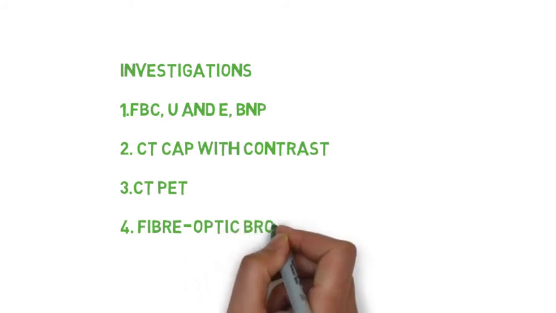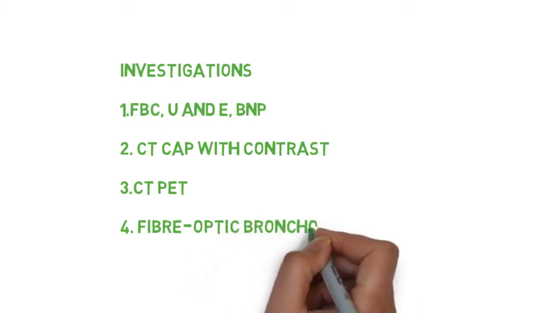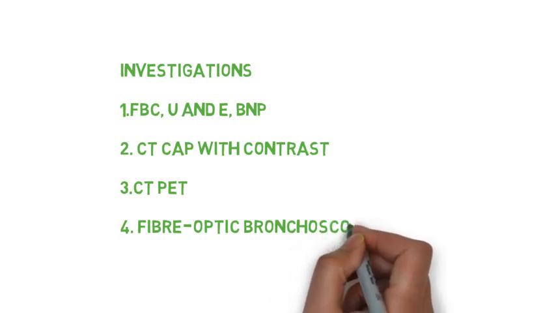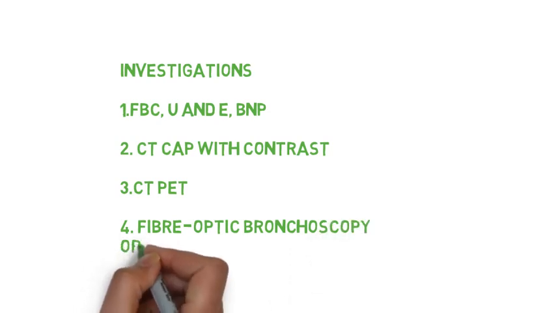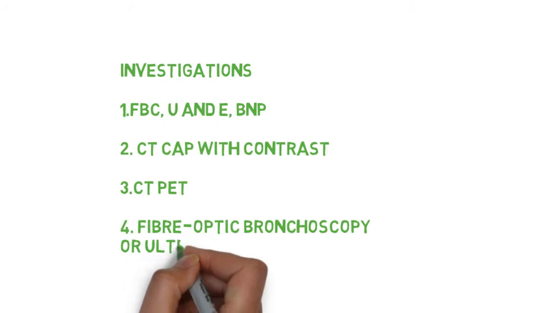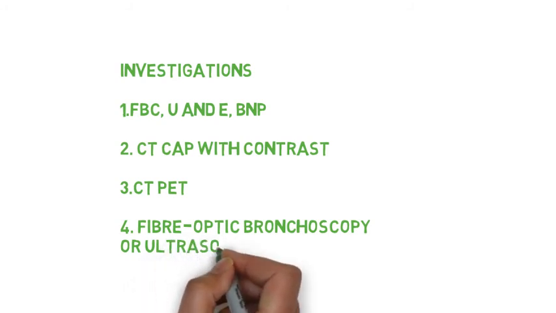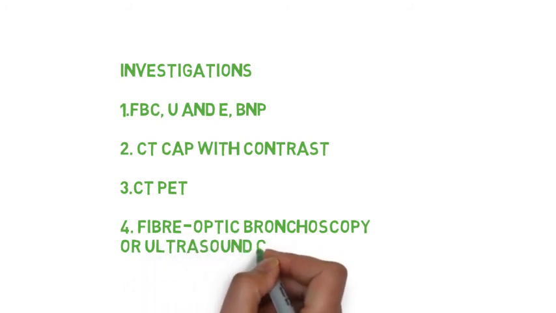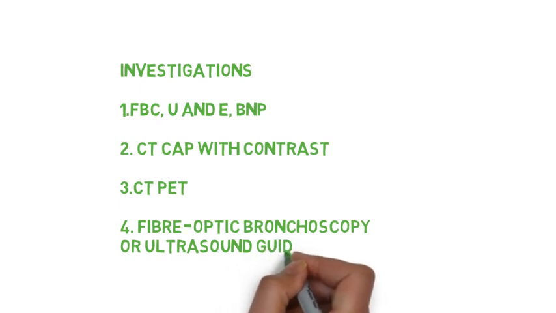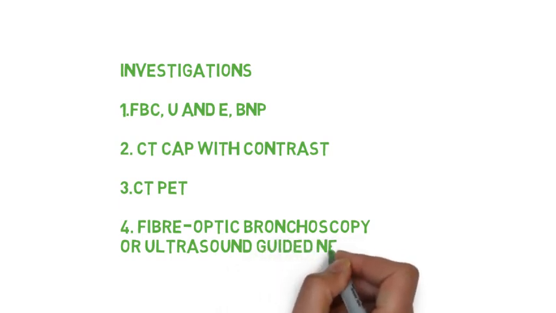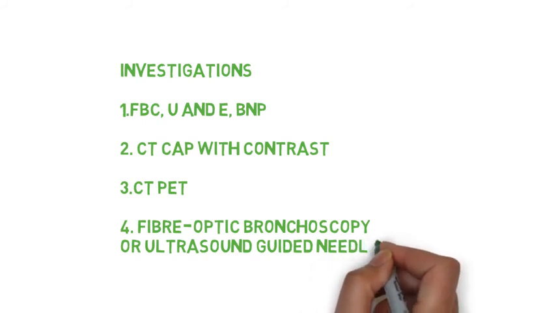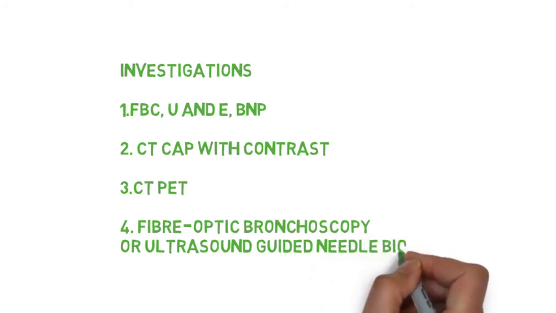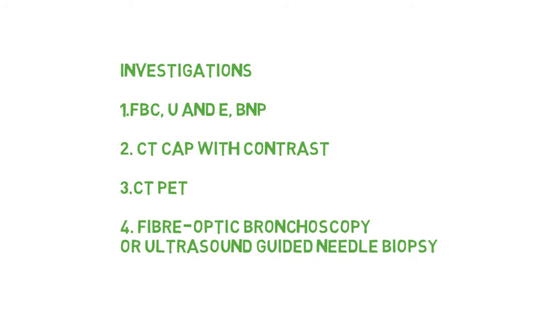Also, it is getting more and more common to do a CT PET, and this is particularly important if you're thinking that the lung cancer can be cured. And CT PETs work by introducing a substance called 18-fluoro-2-deoxyglucose, which is an analog of glucose and is taken up by areas in the body which are very metabolically active. So they'll be taken up by tumour cells.